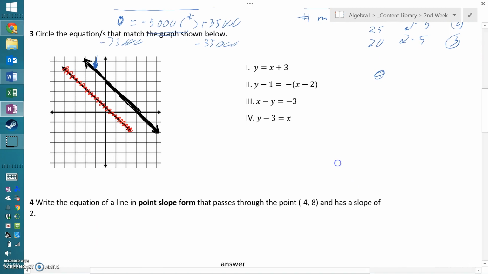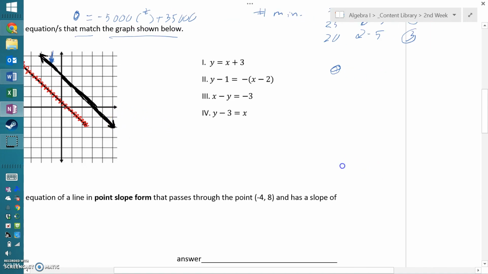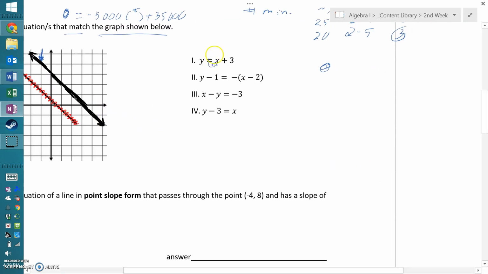Number three, and I'm going to erase some of this from number 2 to make room. So circle the equation that matches the graph shown below. Here's the graph shown below. For each of these, basically what I'm going to look at is the slope. And for this, I'm going to change this.